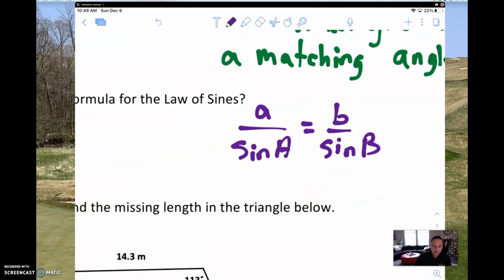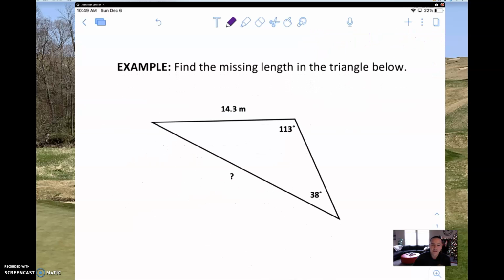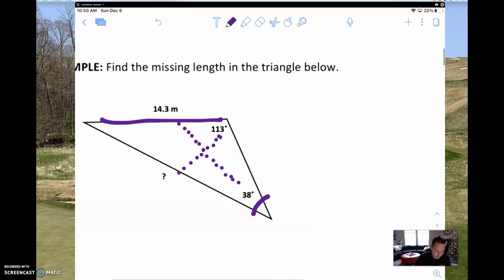So the first example says to find the missing length in the triangle below. So first off, let's see why we're using the law of sines. We are given this angle, and the side that's opposite to it is this side over here. So that angle corresponds to that side. And we're going to use that pair to help us find this other pair. So let's go ahead and set this up.